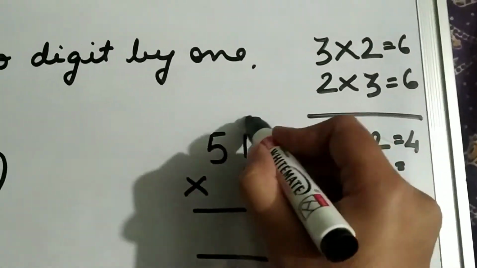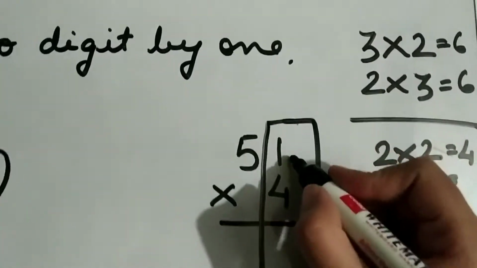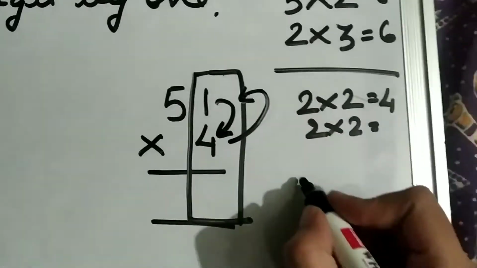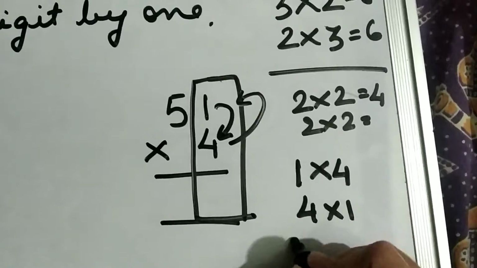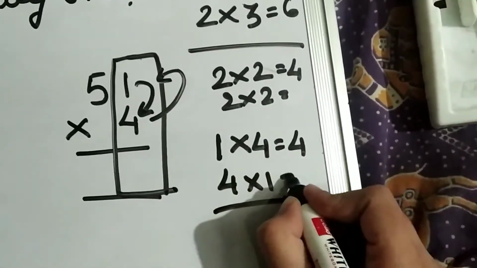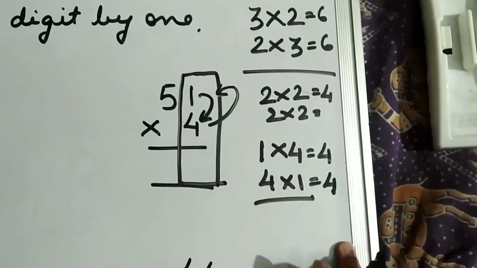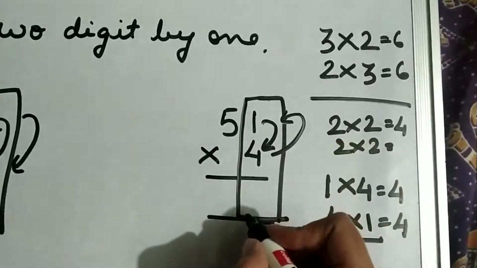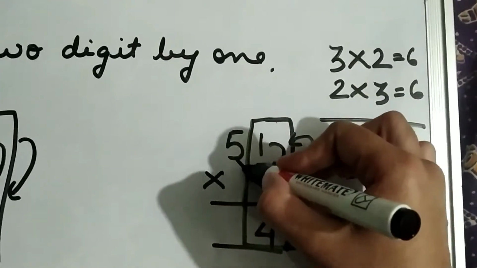Again, we are going to look at this part of the question. You can take it both ways, so we are going to take 1 into 4 and 4 into 1. The outcome is going to be the same only, so don't worry about it. So 4 into 1 is how much? 4. And again we are going to move diagonally.